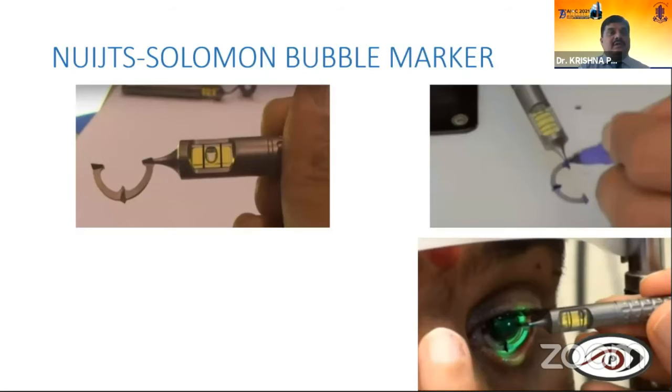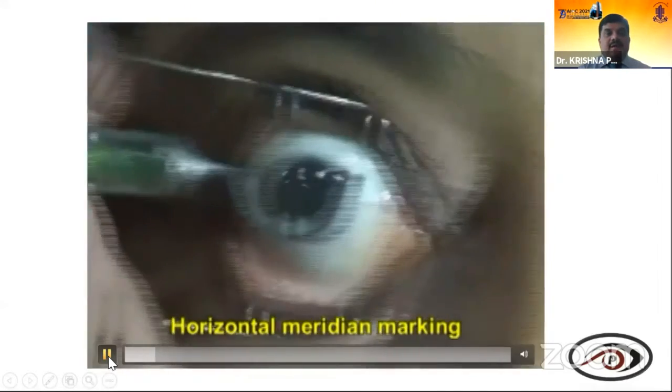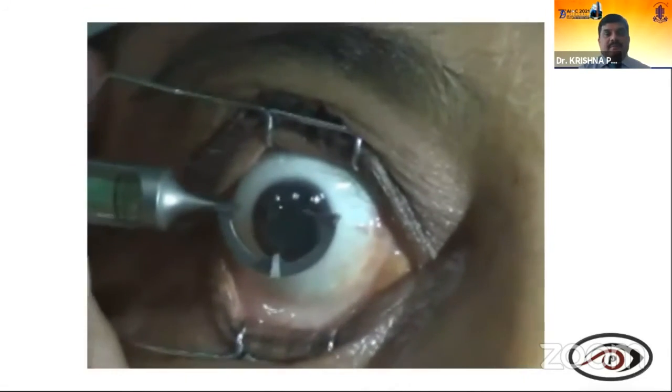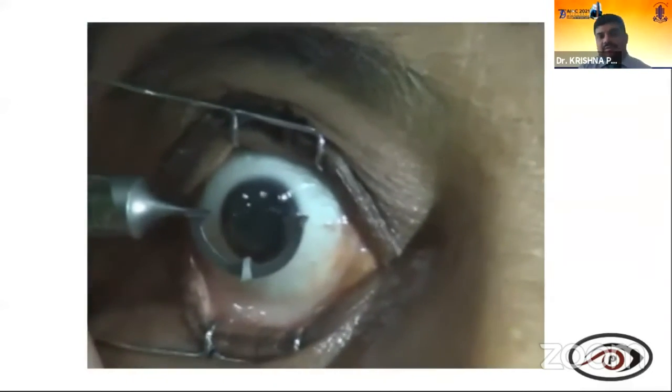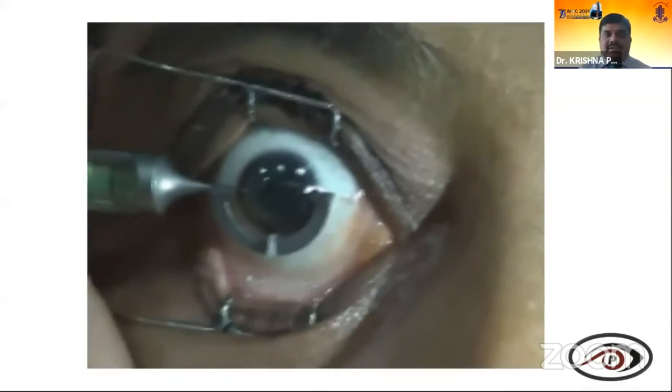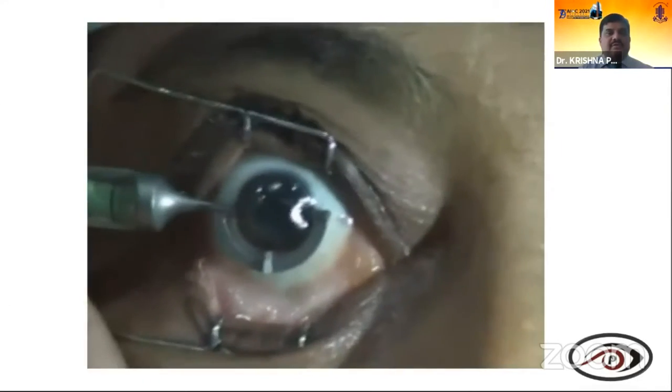This is about the bubble marker. You can see here, this is a short video. I'm just showing you exactly how you mark the horizontal meridian. Always prefer to do it under the slit lamp, but if you are well versed with the patient in a sitting position, always prefer to put a good speculum where the patient cannot squeeze that much.